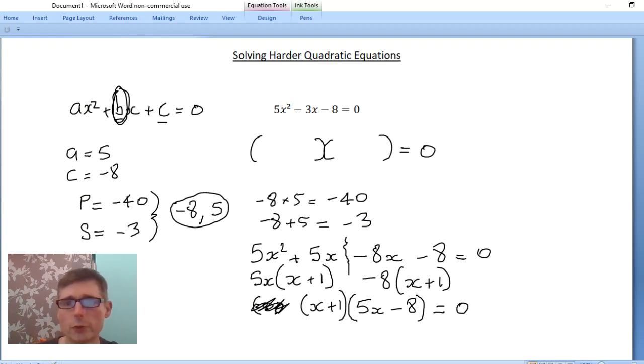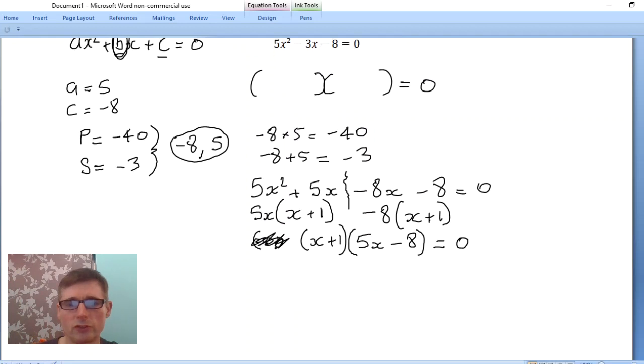As you'll know from doing simpler quadratic equations, the principle is you factorise it and make it equal to 0, because the only way that two brackets could multiply together to make 0 is if either the first bracket is equal to 0 or the second bracket is equal to 0. If the first bracket is equal to 0, that means x plus 1 equals 0, and that would mean that x is equal to negative 1.